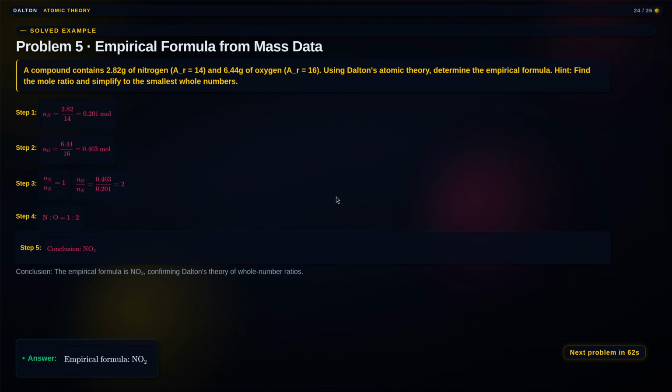Step 4. Atom ratio N to O equals 1 to 2. Step 5. Empirical formula equals NO2. Conclusion. The empirical formula is NO2, nitrogen dioxide. The mass data combined with atomic weights reveals the atomic composition.